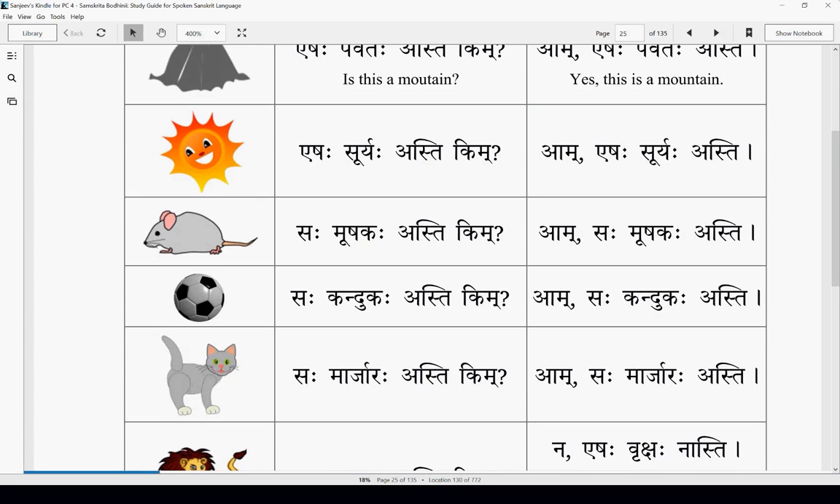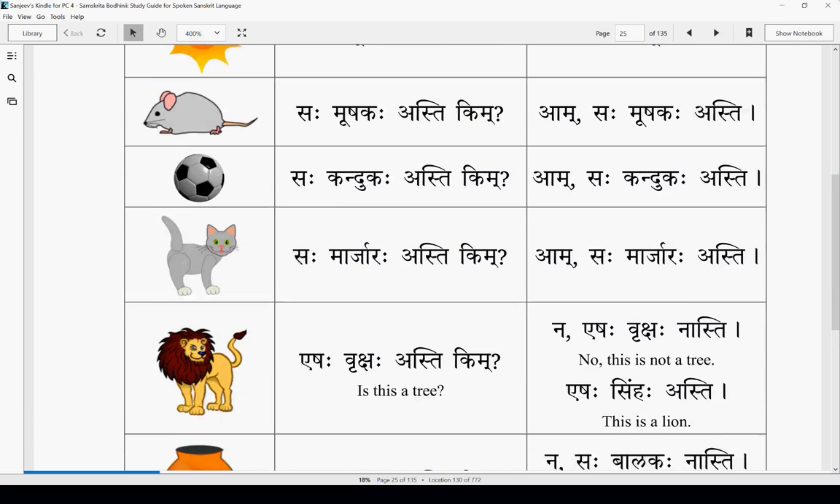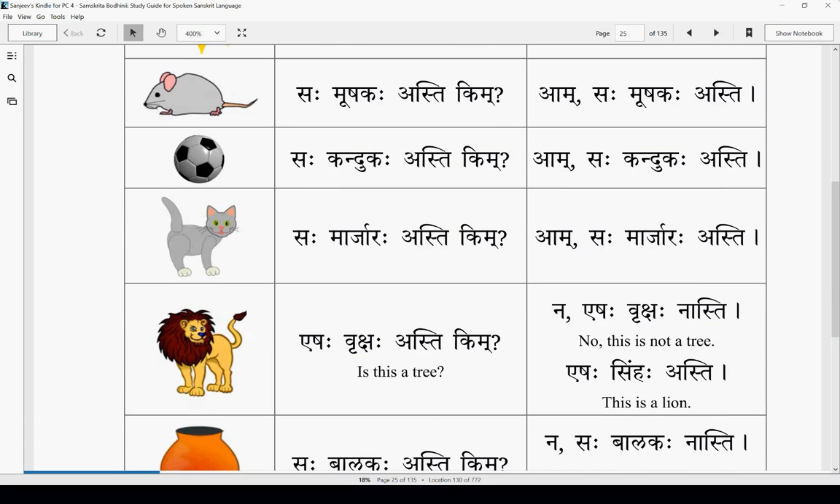So we are saying it as yes here. So next one was "Saha marjaraha asti kim?" Looking at the picture, that is the answer here. "Saha marjaraha asti." Yes, that is a marjara. The next one we are going with saying no.